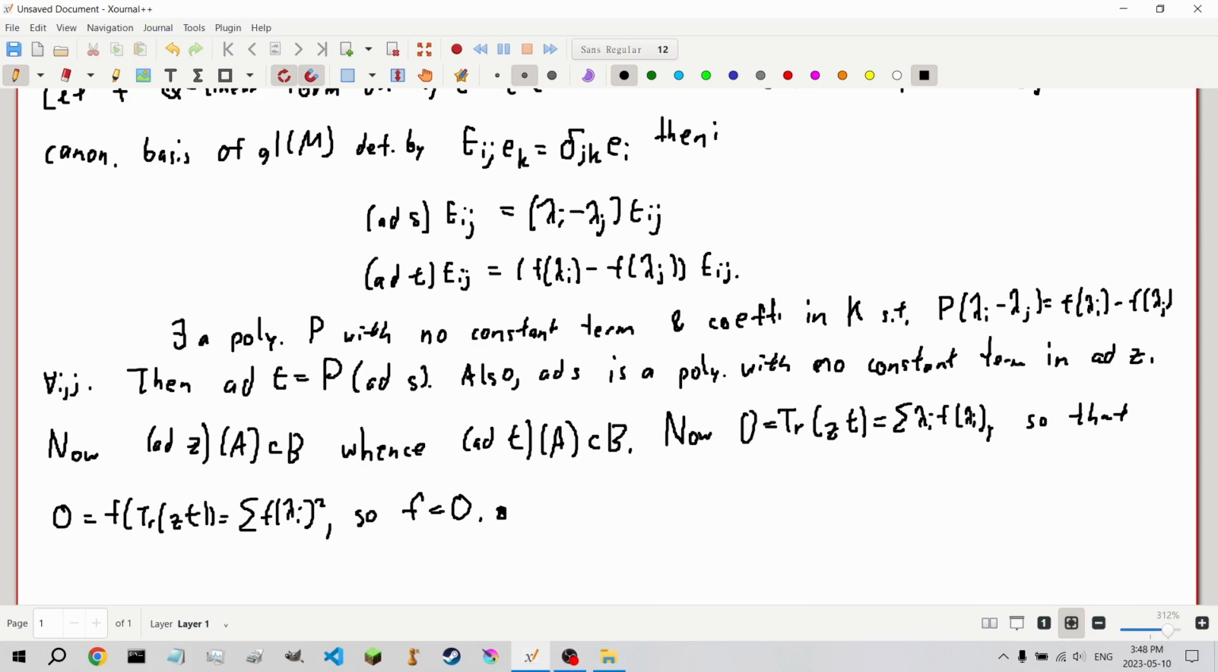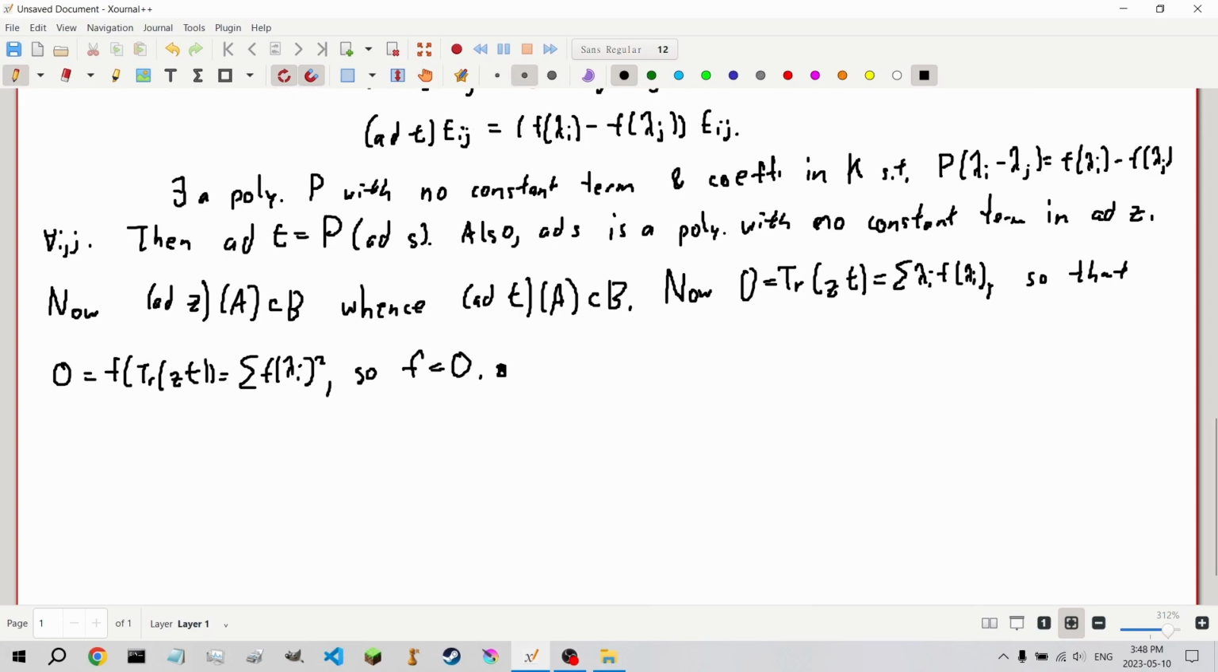All right. Next theorem. This is also known as Cartan's criterion.